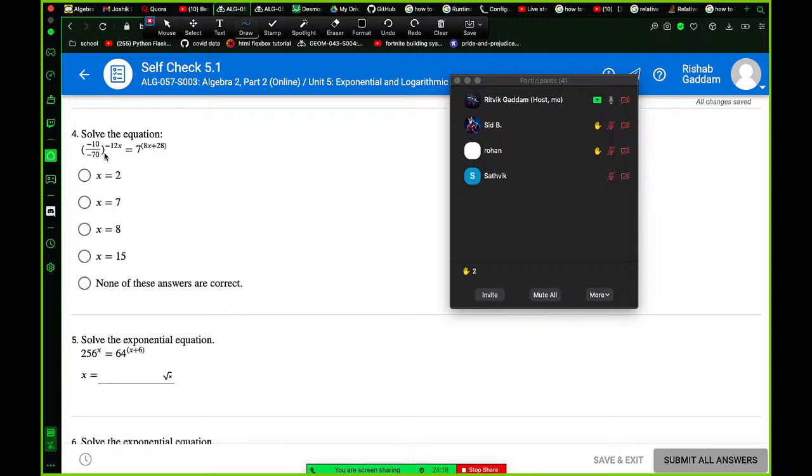Okay, so basically you have negative 10 over negative 70. That's negative 1 over 7, and the negatives cancel out. And you have negative 12. Oh, okay, I see what you mean. Yeah, it's 7 to the power of 12x. Okay, so go on, Satvik.